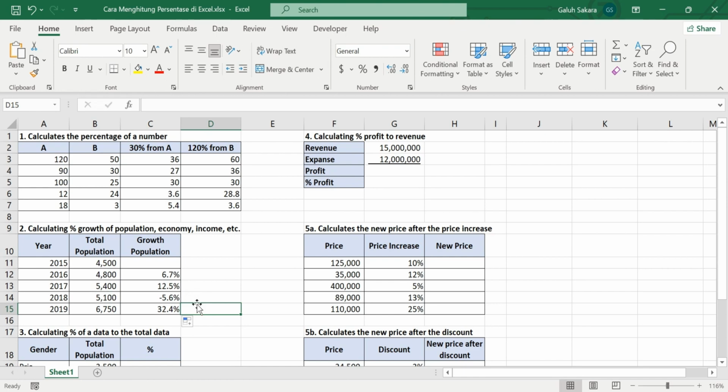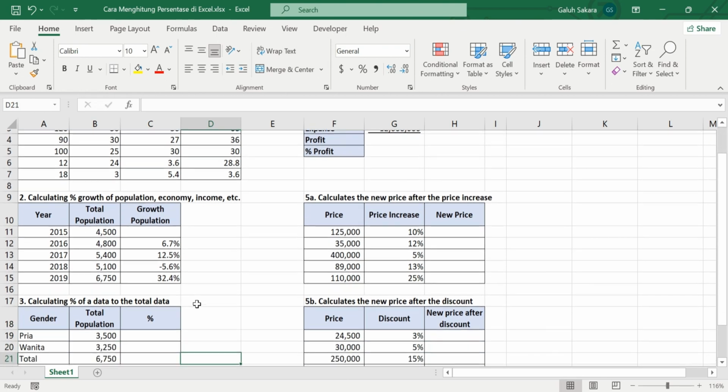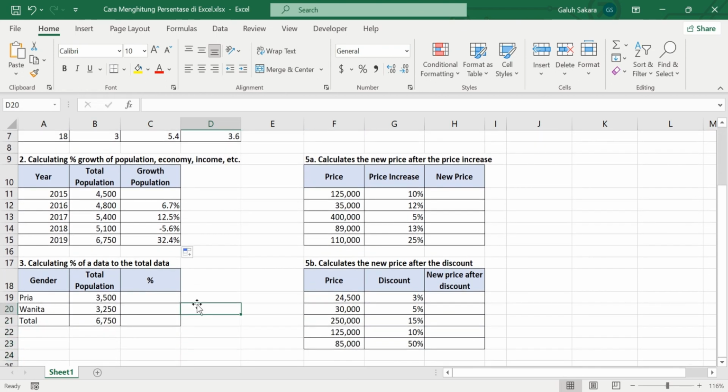Wow, that's a negative result in 2018 because there's a decrease. There was a decrease from 5,400 to become 5,100. Okay, enough for the second data, and then we will move to the third data, calculating percentage of a data to the total data.